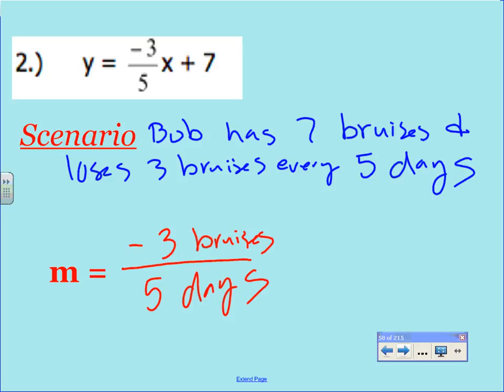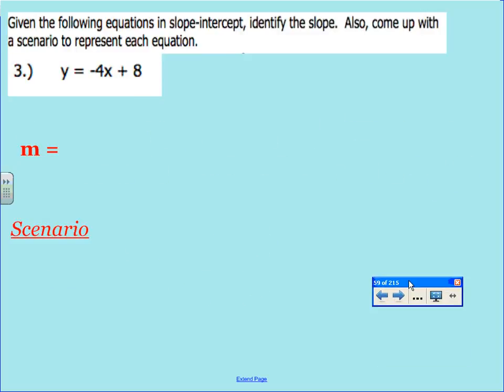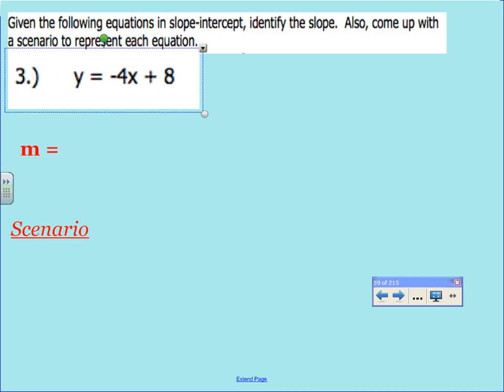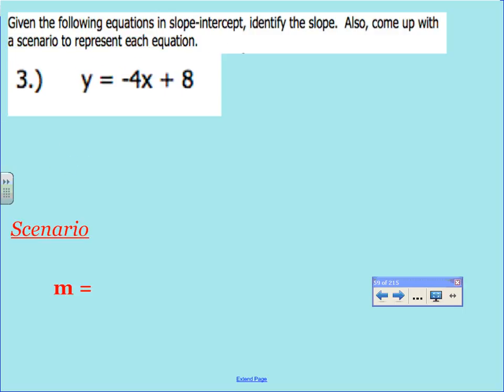Okay. All right, someone that has not given us a scenario yet. How about this one? Y equals negative 4x plus 8. Y equals negative 4x plus 8. Okay, someone that hasn't given us a scenario yet. Come on, all you creative people. I'm not very creative either, so we can try. Brianna, go ahead.